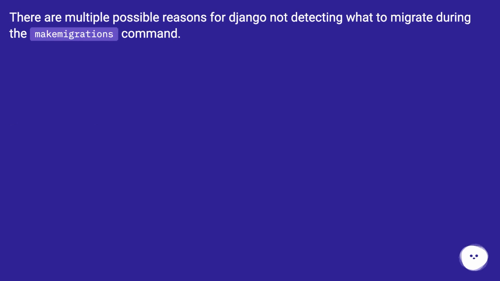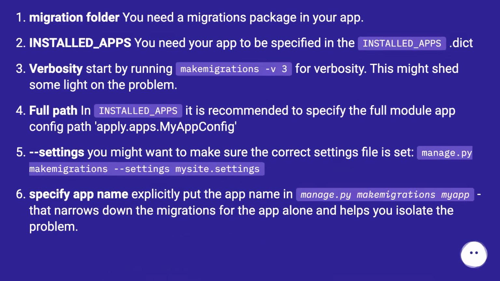There are multiple possible reasons for Django not detecting what to migrate during the makemigrations command. Migrations folder: you need a migrations package in your app. INSTALLED_APPS: you need your app to be specified in INSTALLED_APPS. Verbosity: start by running makemigrations -v3 for verbosity. This might shed some light on the problem. Full path: in INSTALLED_APPS it is recommended to specify the full module app config path, like myapp.apps.MyAppConfig. Settings: you might want to make sure the correct settings file is set.